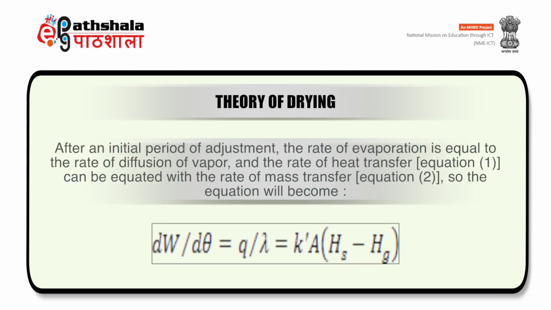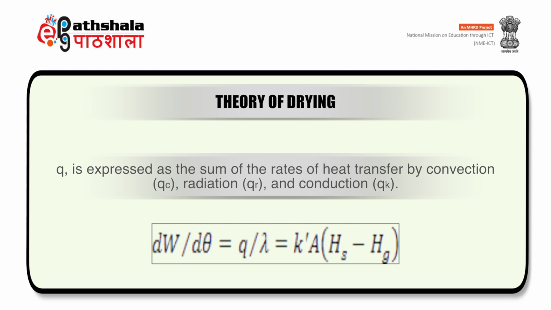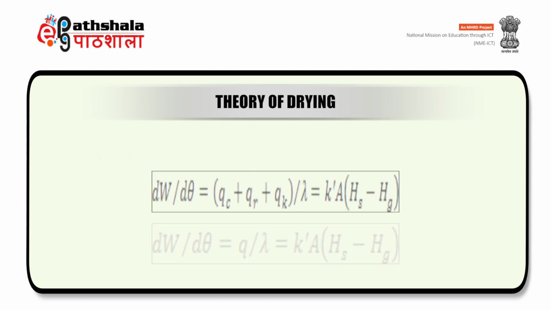After an initial period of adjustment, the rate of evaporation is equal to the rate of diffusion of vapor, and the rate of heat transfer can be equated with the rate of mass transfer. So the equation will become dW/dθ = Q/λ = K'A(Hs − Hg), where Q is expressed as the sum of the rates of heat transfer by convection, radiation and conduction. So the equation can be expanded as dW/dθ = (Qc + Qr + Qk)/λ = K'A(Hs − Hg).